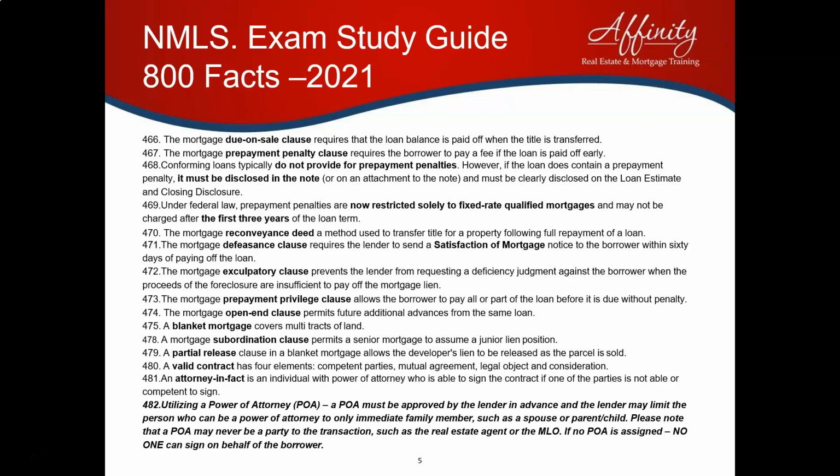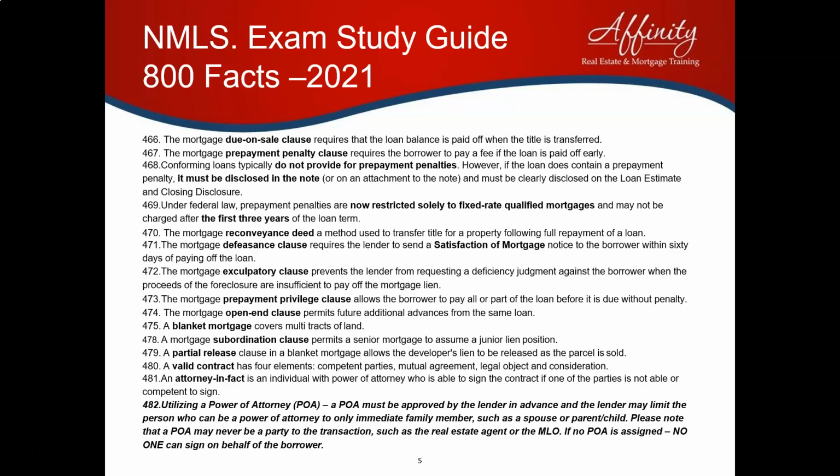A valid contract has 4 elements: competent parties, mutual agreement, legal object, and consideration. An attorney in fact is an individual with power of attorney who is able to sign the contract if one of the parties is not able or competent to sign.